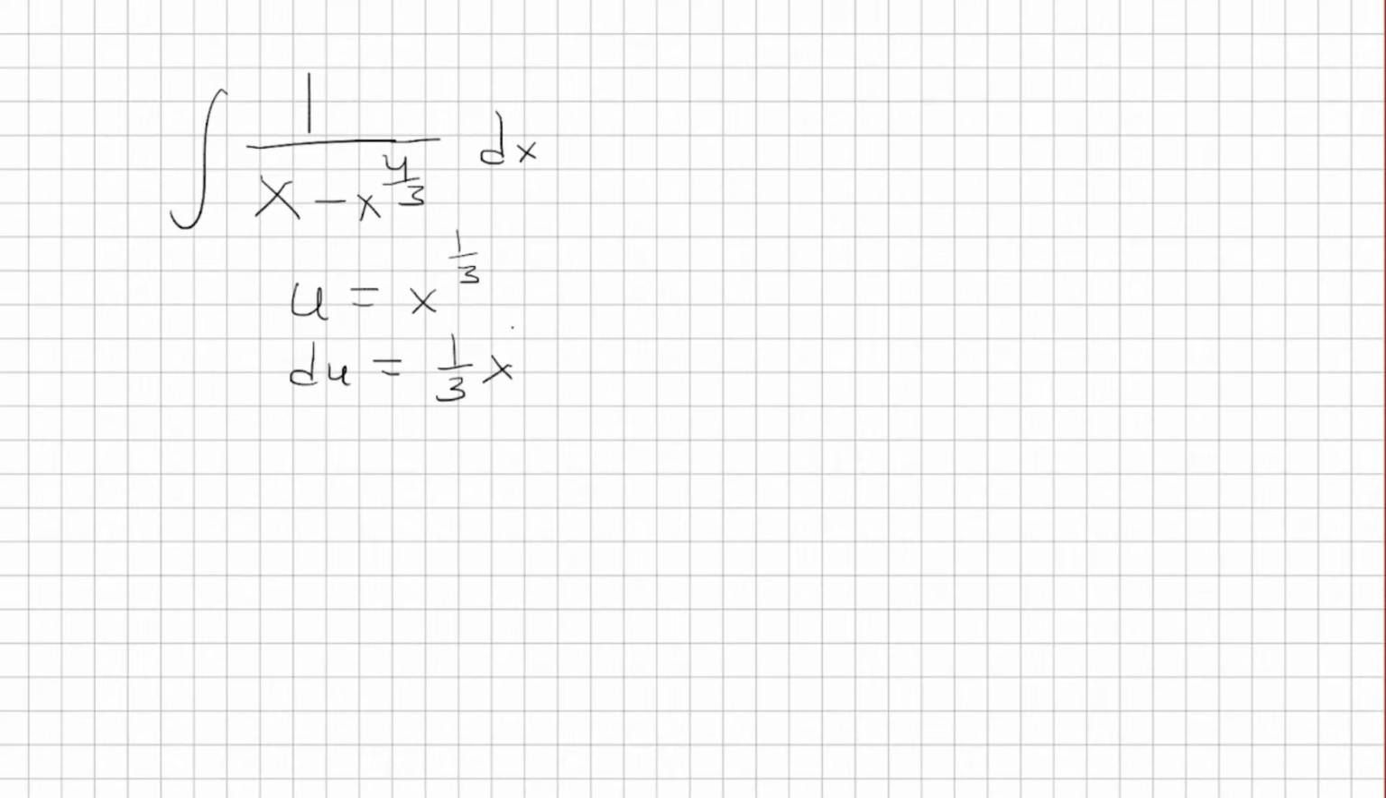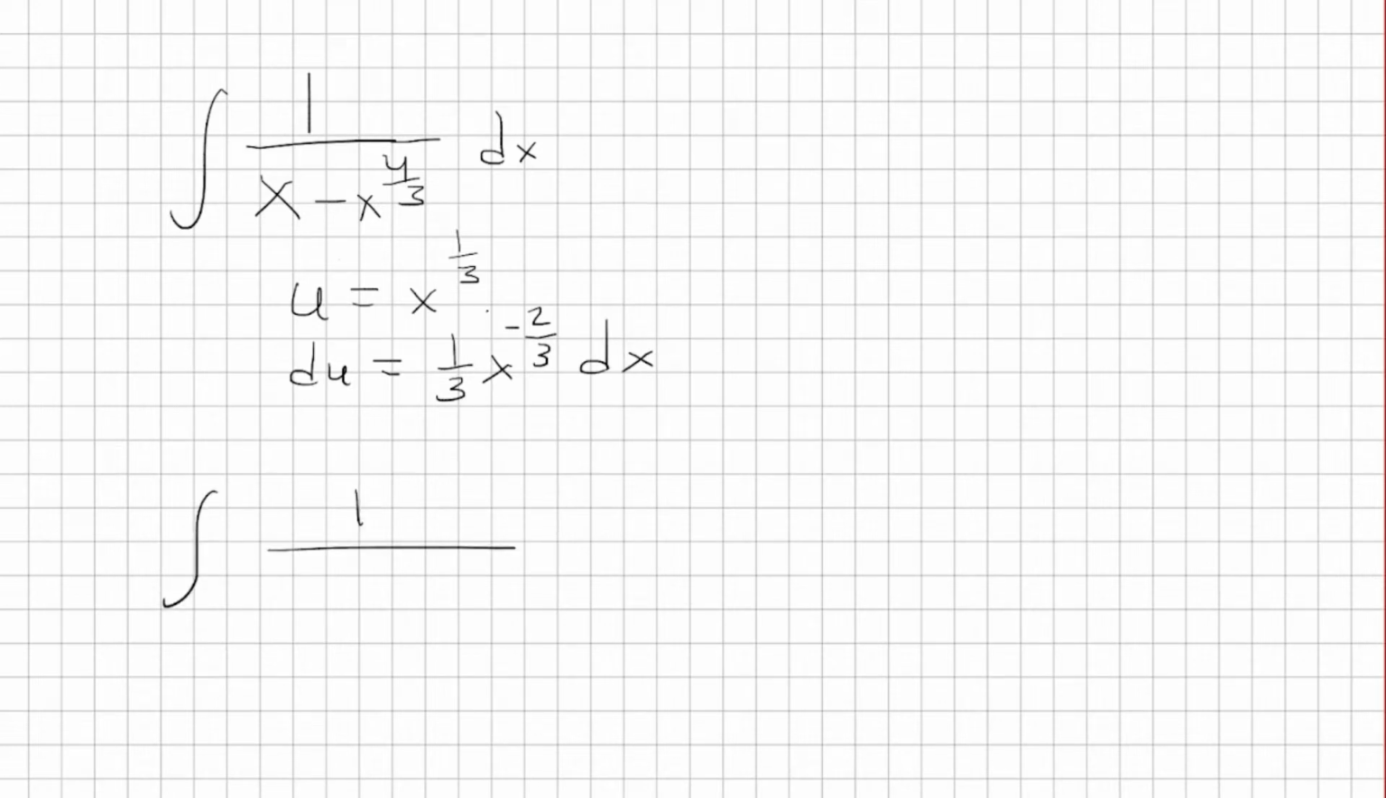Let's solve the integral of 1 over x minus x to the 4/3 dx. In order to solve this, we have to make a substitution. We'll let u equal the cube root of x, which makes du 1/3 times x to the negative 2/3 dx.